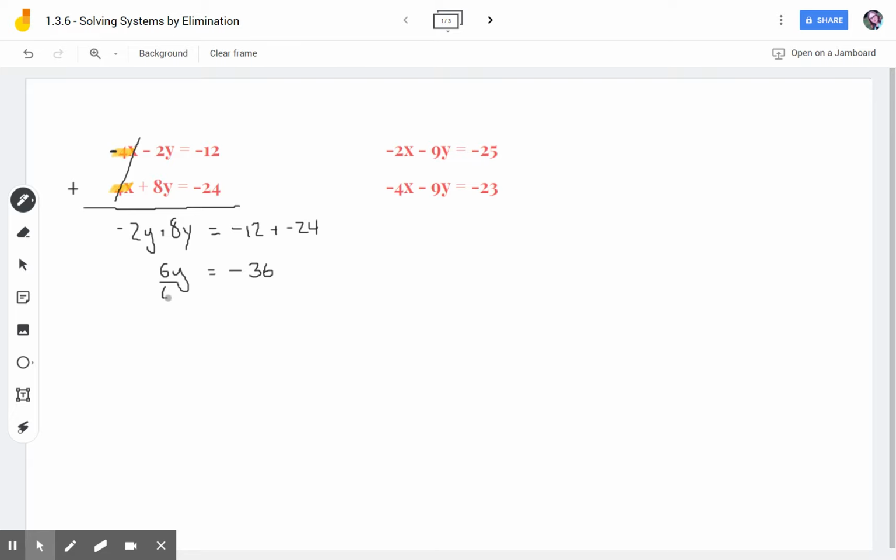Step 3 is to divide. We want to solve for y, so I'm going to divide both sides by 6, and we end up with y equal to negative 6. And then our last step is to go back and solve for the other variable.